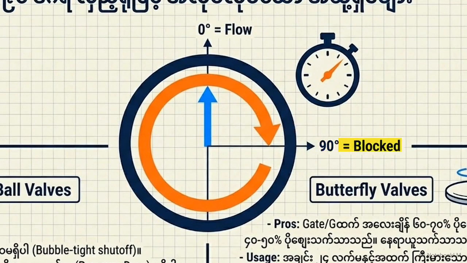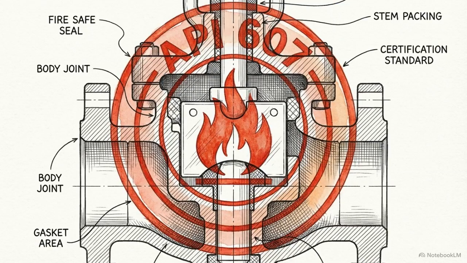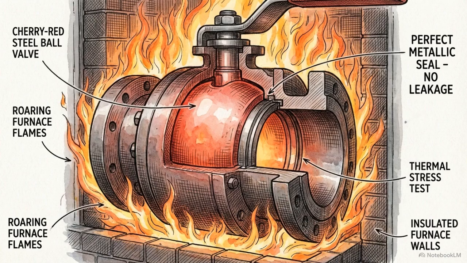Because this valve controls bulk hydrocarbons, it requires an API 607 fire-safe certification. This proves the internal seal will not melt or fail, even if engulfed in a 750 degrees Celsius fire for 30 minutes.